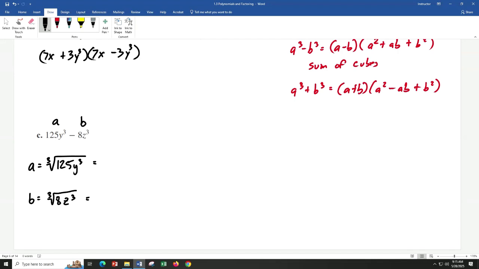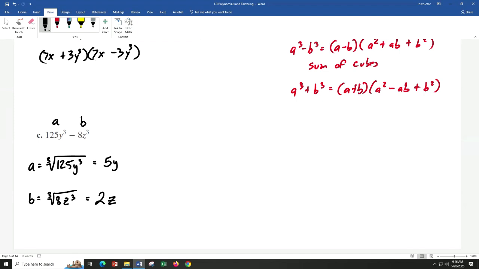Anybody remember what the cube root of 125 is? 5, exactly. And the cube root of y cubed is just what? Y. Think about that. 3 and the 3. 3 will go into 3 how many times? 1. So you're left with just 1. Pull it out. Okay. What's the cube root of 8? 2. There's your 2. And z cubed is what? Just z.